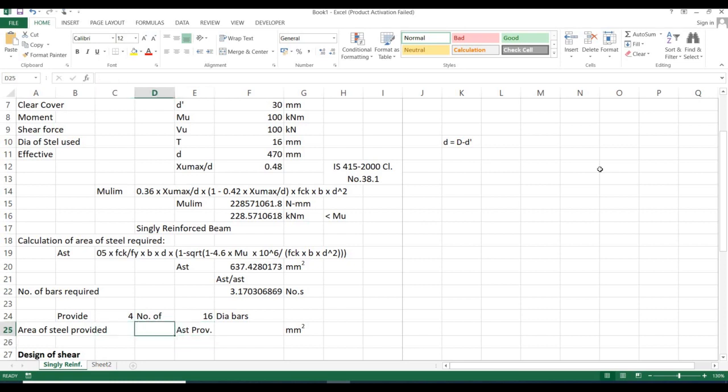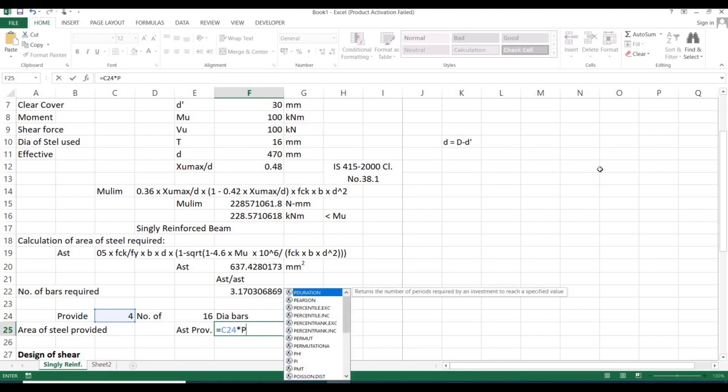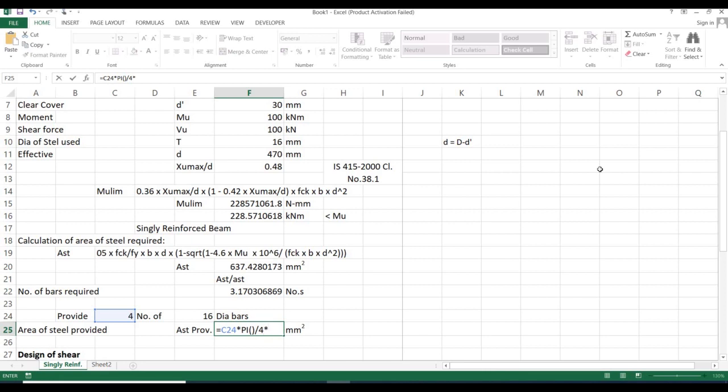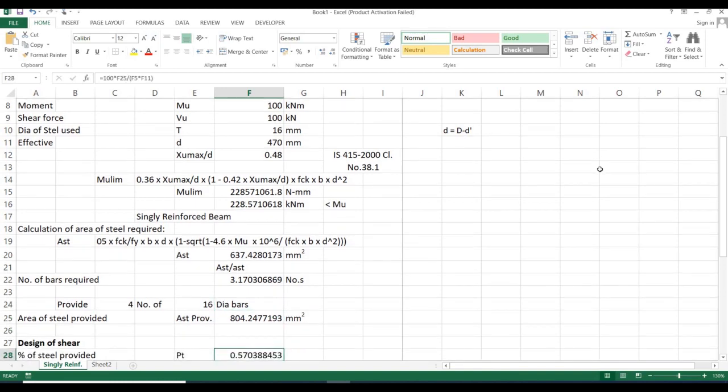Area of steel provided, Ast provided, is equal to 4 into pi by 4 into 16 square. So this is our area of reinforcement provided. This is how I have calculated the area of steel.